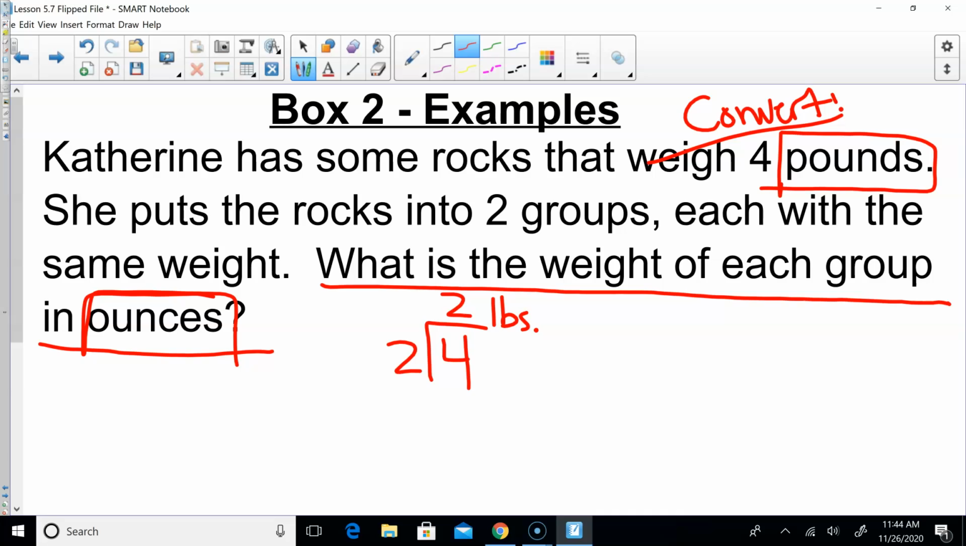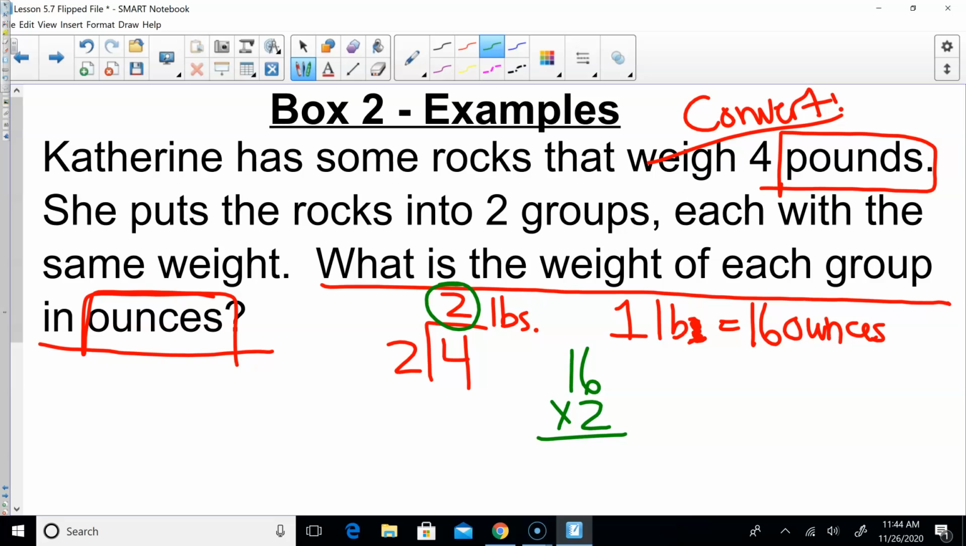But they want to know what's the group in ounces. So I have to figure out pounds to ounces. So what's my relationship? If I look at my notes, I know that a pound is bigger. So 1 pound equals how many ounces? That would be 16. So now that I know each group is 2 pounds, I have to go 16 ounces times 2, which gives me 2, carry the 1. 2 times 1 is 2, plus 1 is 3, which would give me 32 ounces. So what is the weight of each group? 32 ounces would be the weight of each group. You can pause this right now, write down this information of how we worked it out to help you solve some of your problems.